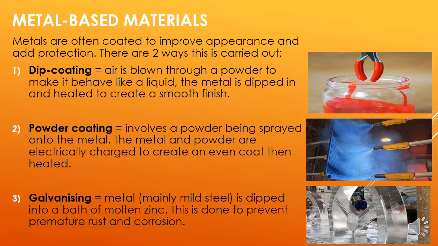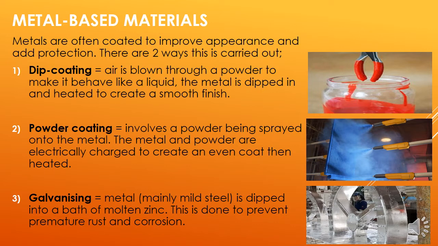So the first of our 5 material areas is metal. Metals are often coated to improve the appearance, but also to add protection. If you think about cars, very often you do not see a shiny, silvery, pure metal car. Very often they are nearly all coated in some kind of paint, and this is for 2 reasons. It's for appearance and it's for protection from rust.